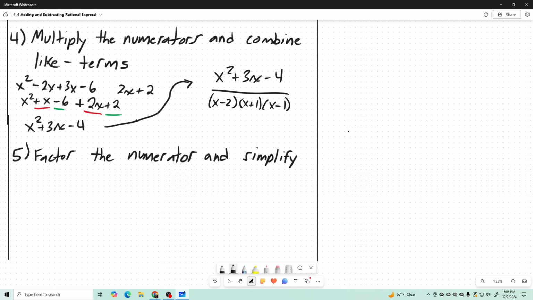So factoring the numerator and simplify. What do we have that multiplies to make negative 4 that adds to make positive 3? Well, the answer to that is positive 4 and negative 1, right? So if we take the top and we factor x squared plus 3x minus 4, this is going to become x plus 4, right? Because we need the 3 to be positive, and then x minus 1. And then the whole denominator is x minus 2, x plus 1, and x minus 1.